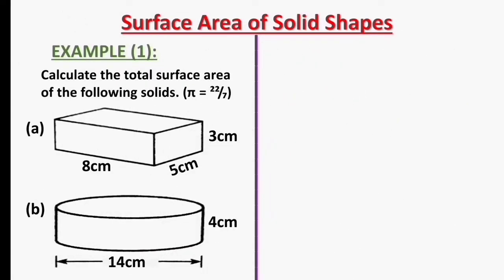Moving on, let's see our first example on surface area of solid shapes. Question 1. Calculate the total surface area of the following solids. Question A, we have a cuboid. Question B, we have a cylinder. Now, can you remember the formula for the total surface area of a cuboid and a cylinder? Let's see if you can still remember.